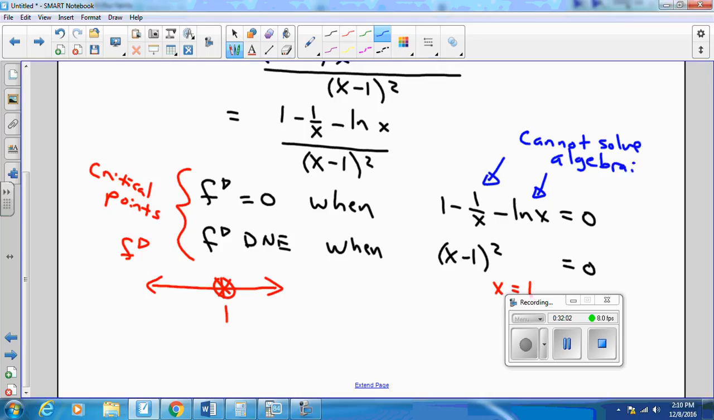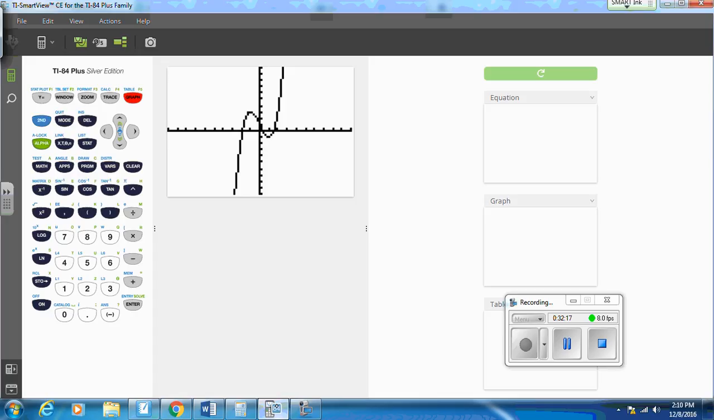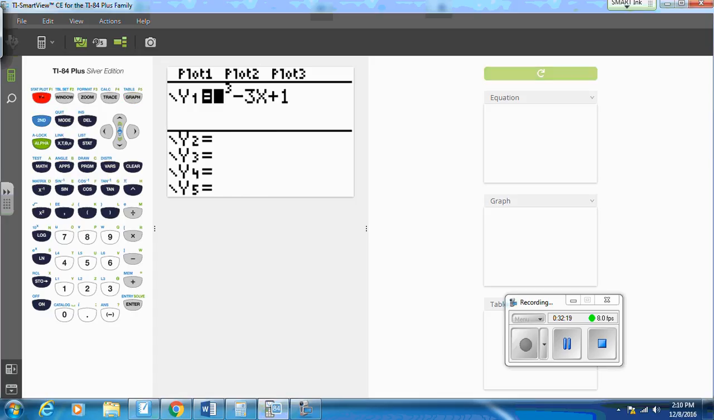I'm going to solve it on a calculator instead. And I do that exactly the same way that we've solved all equations on a calculator. I'm going to let y1 equal the left-hand side, y2 equal the right-hand side, and do second calc intersects, or in this case, second calc 0. So we go to our calculator here, and we let y1 equal that right-hand side, 1 minus 1 over x minus the natural log of x.